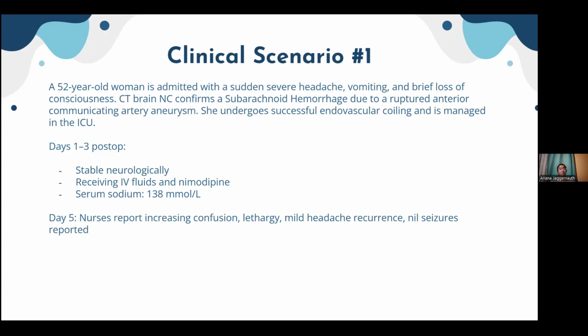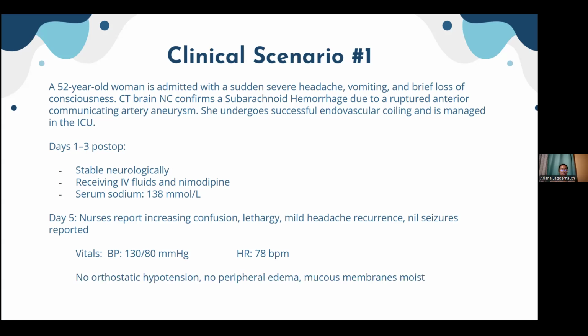By day 5 post-op, the nurses report increasing confusion, lethargy, and mild headache recurrence. However, they report the absence of seizures. Her vitals at this time: she's normotensive at 130 over 80 with a heart rate of 78. There's no orthostatic hypotension, no peripheral edema, and her mucous membranes are moist. And this is her fluid balance. Her urine output is about 1.2 to 1.5 liters per day, so not anything particularly excessive.